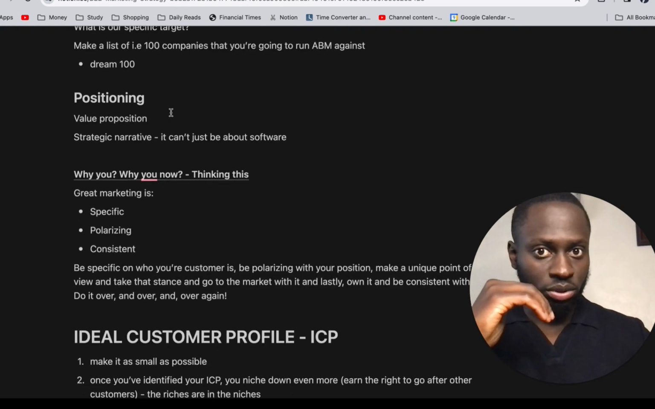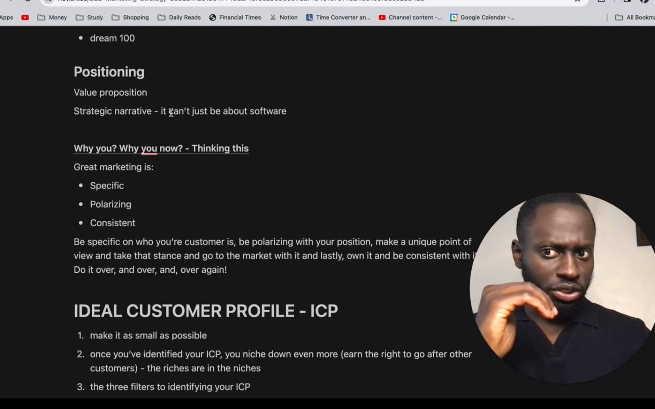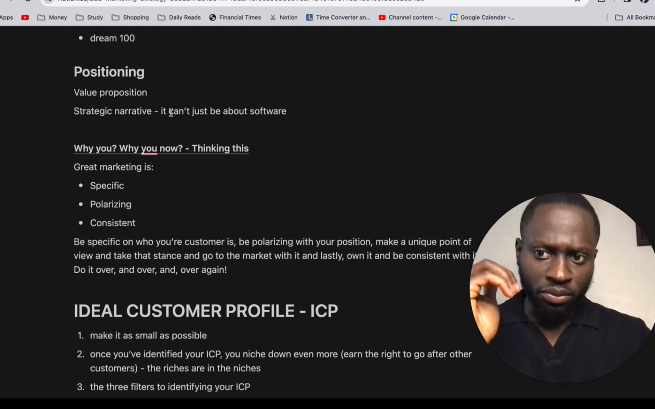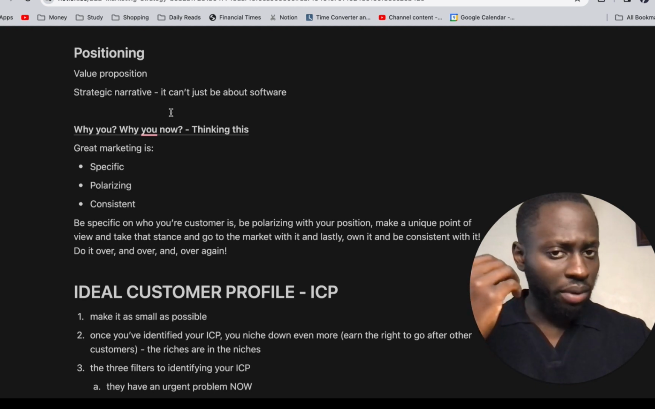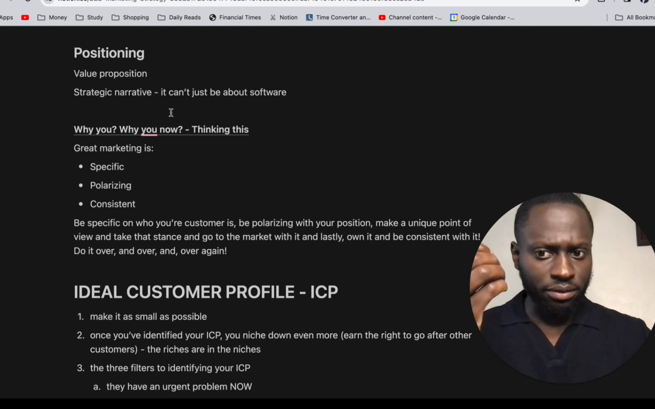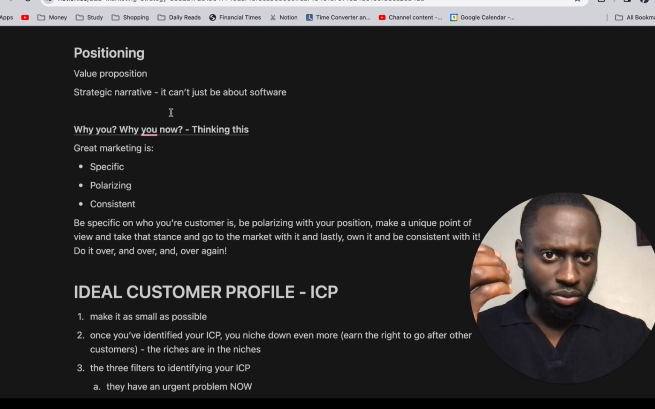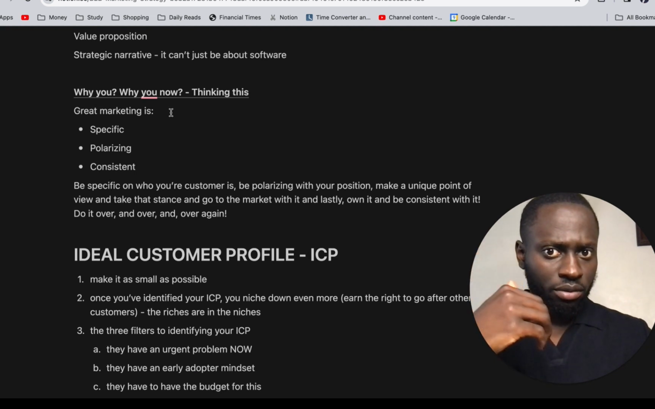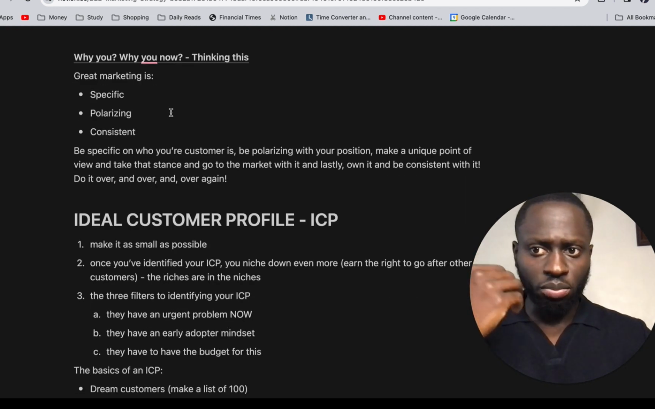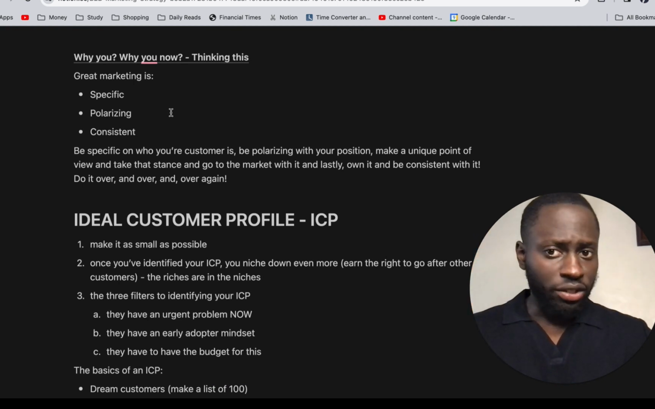And it's very important. Then there is your positioning. What is your value proposition? What's your strategic narrative? It can't just be about software. What impact? What problems? How are their lives going to change when they're now using your software? What's going to happen? How do you differentiate from the competitors out there? Your edge. Then you need to be thinking about why now.